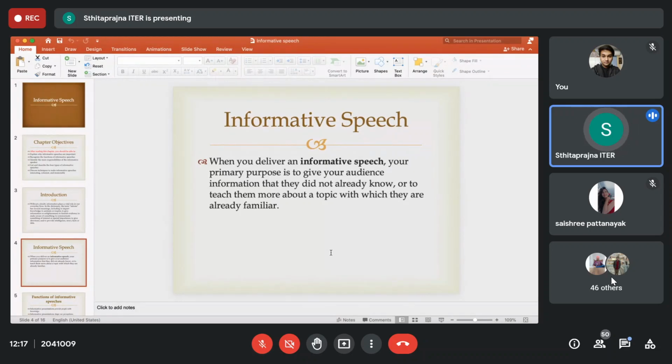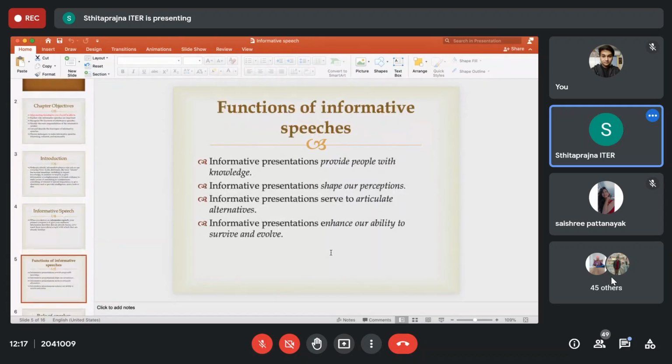So your purpose is to teach them something more, give some fresh insight on a topic which we already know, or give something completely new, novel. Please remember this. Now, what are the functions of informative speeches? They provide people with knowledge, they shape our perceptions, they serve to articulate alternatives, and enhance our ability to survive and evolve. Okay? So, your speech topic may cater to any of this.